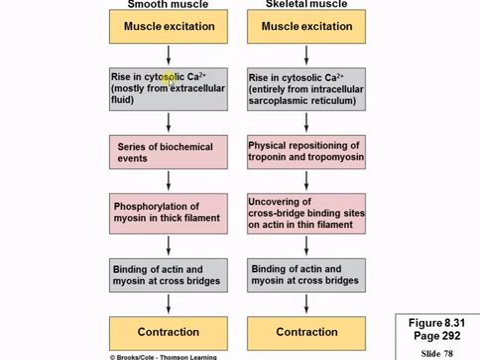So smooth muscle, you excite it. The calcium comes from where? ECF. ECF, outside the cell. It goes in, binds to calmodulin, so it's a series of biochemical reactions. Calmodulin, myosin kinase, activates the myosin, and then it moves the cross bridges.